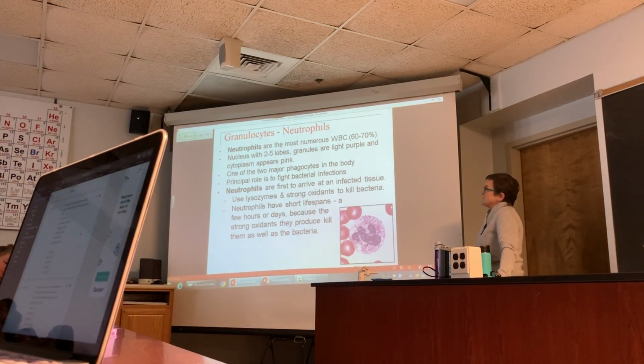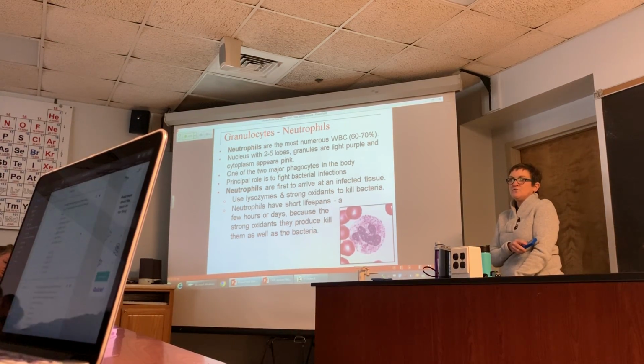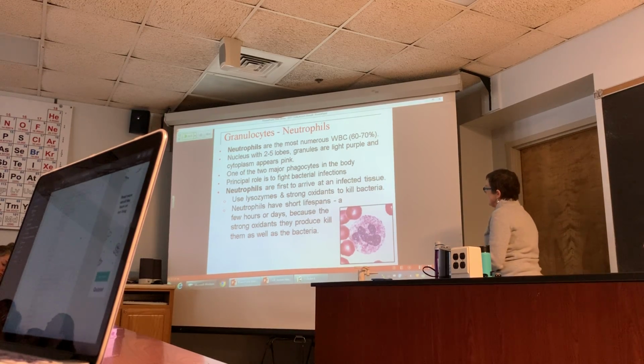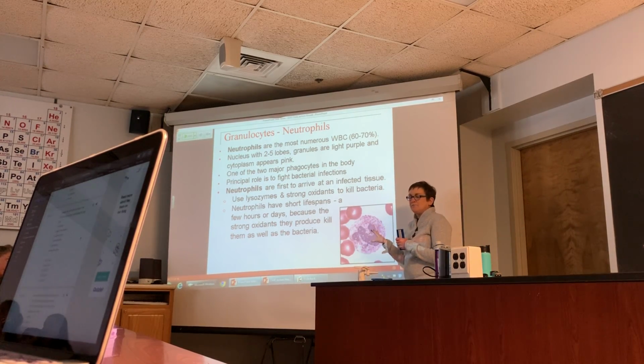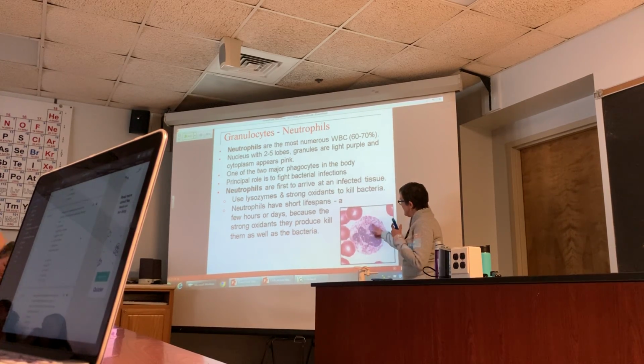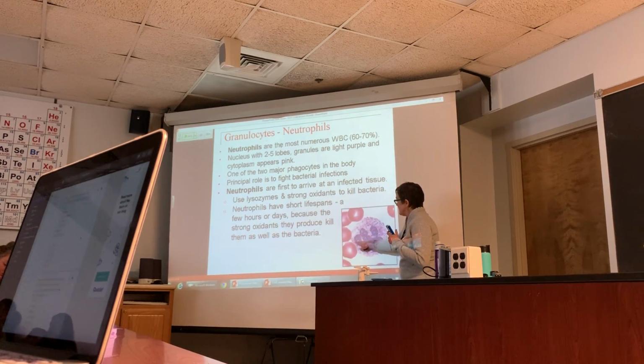These make up 60 to 70% of a normal white blood cell count. And these have a very obvious appearance. They're really large, comparatively speaking. They're large cells. They have a very oddly shaped nucleus here in blue.